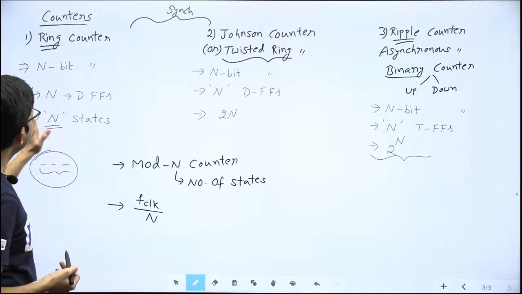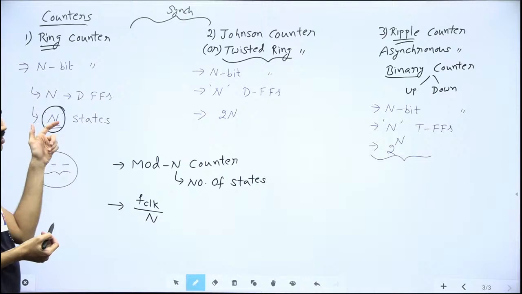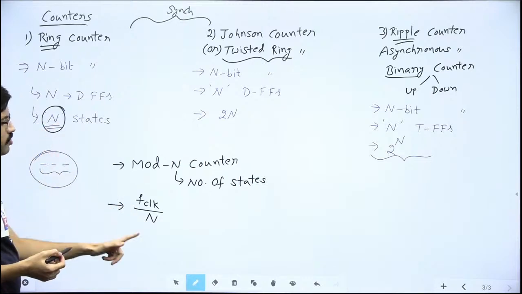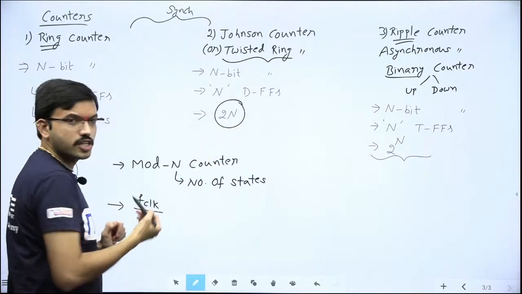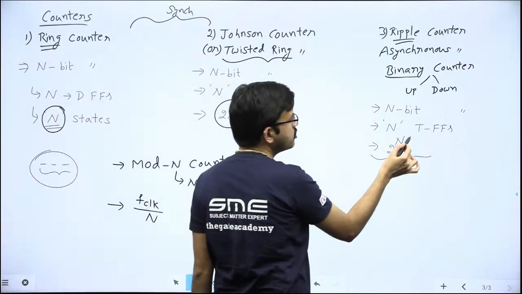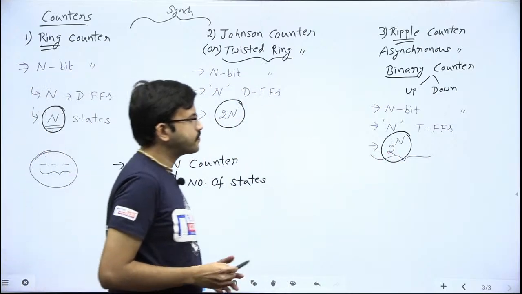Similarly, if you are having a ring counter, the number of states is n. If the input clock signal frequency is f clock, in the denominator you will get this number. Whereas in the Johnson counter you will get this number as the denominator. In the ripple counter you will get this number in the denominator, like that.